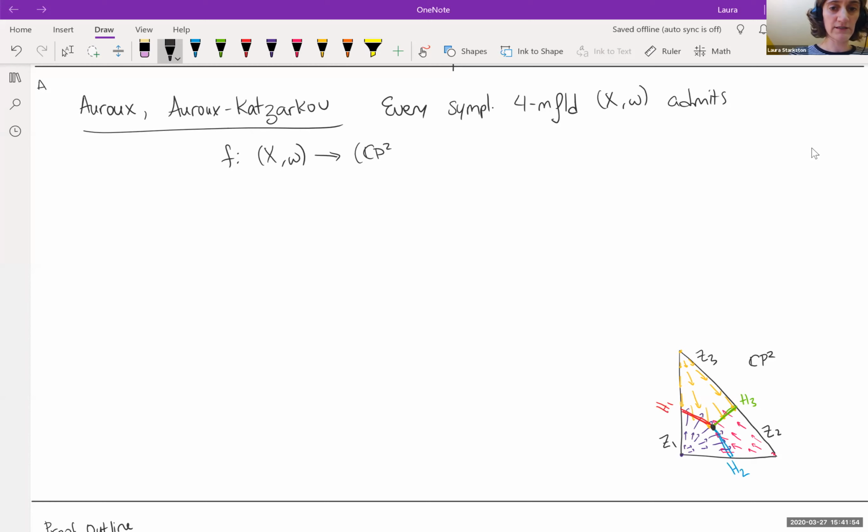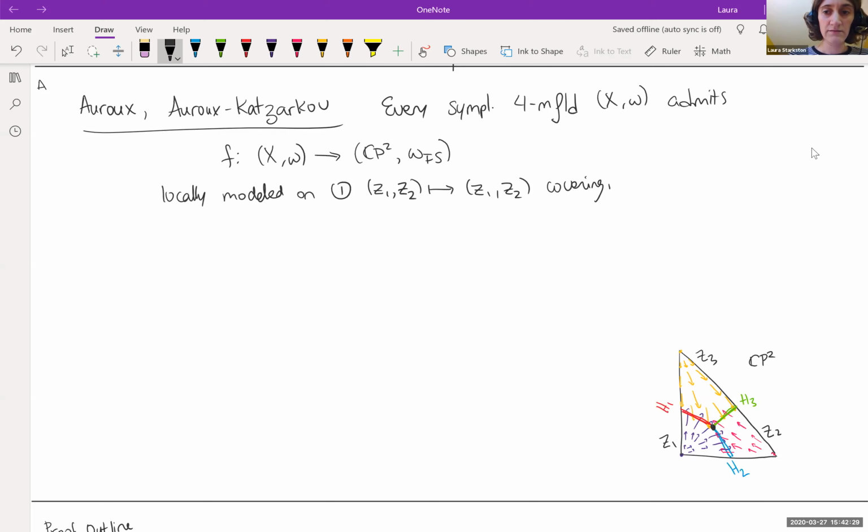And I'm going to avoid talking about almost complex structures as much as possible. But this map at the topological level has some nice properties. So locally, it's modeled on one of the following 3 maps. So I'm writing 2 complex coordinates as my local model. Either it looks like a local diffeomorphism, so this is like a covering map near these types of points, or it looks like a double branched cover.